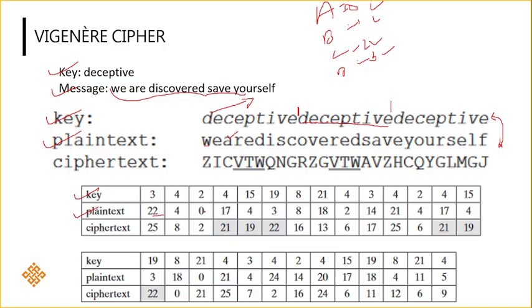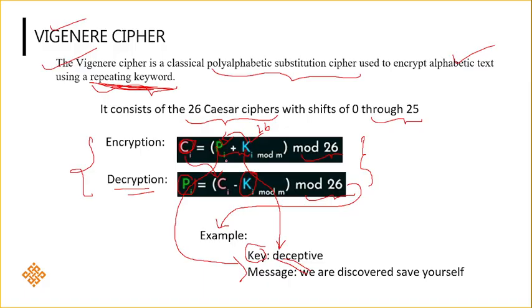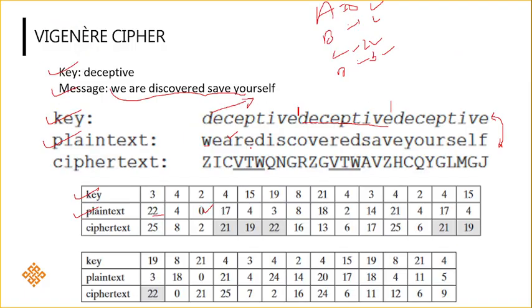And A is nothing but 0. Like that, each and every character you need to replace. So as per the formula, you can see plain text plus key, means 3 plus 22 you need to add. We will get the ciphertext back, 25. 4 plus 4 is 8. 2 plus 0 is 2.